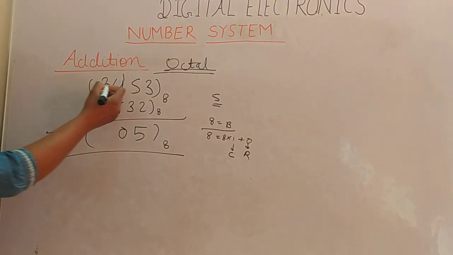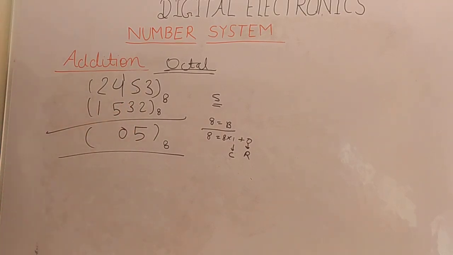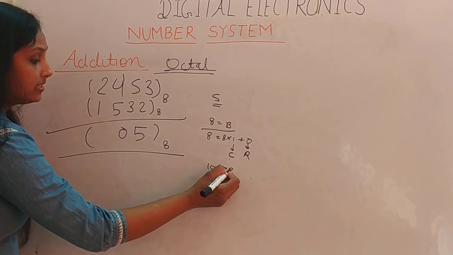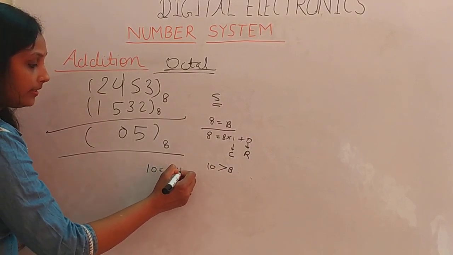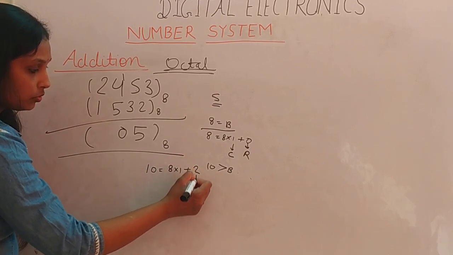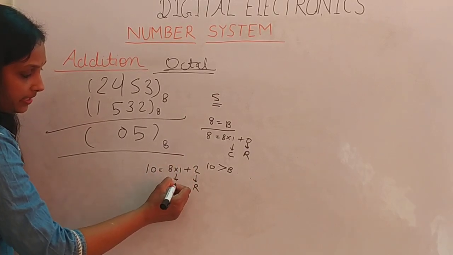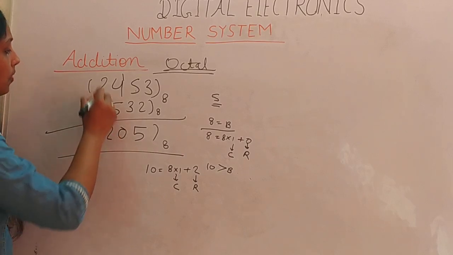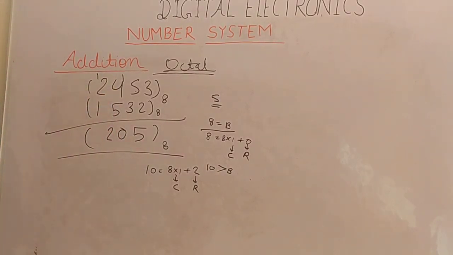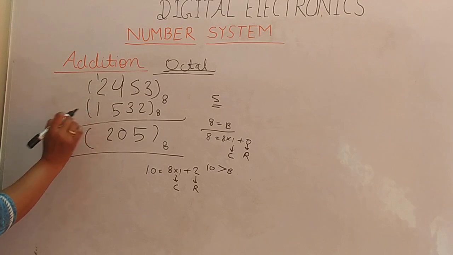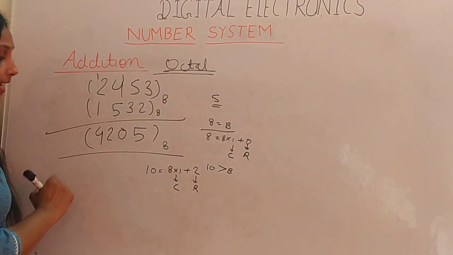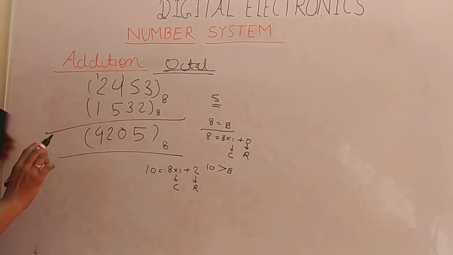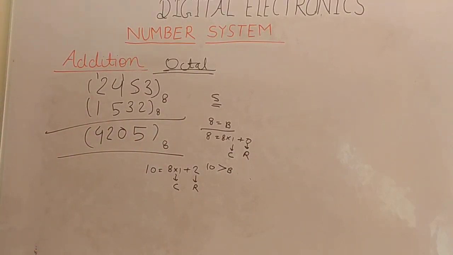Then 4 plus 1 is 5, and 5 plus 5 is 10. 10 is again greater than the base. So we write 10 is equal to 8 into 1 plus 2. So 2 will be the remainder and 1 will be the carry. We can write here 2 and 1 as a carry. Then 2 plus 1 is 3, and 3 plus 1 is 4. So 4 is included in octal, so we can directly write it. 4205 is the octal number, which is the answer of this addition.